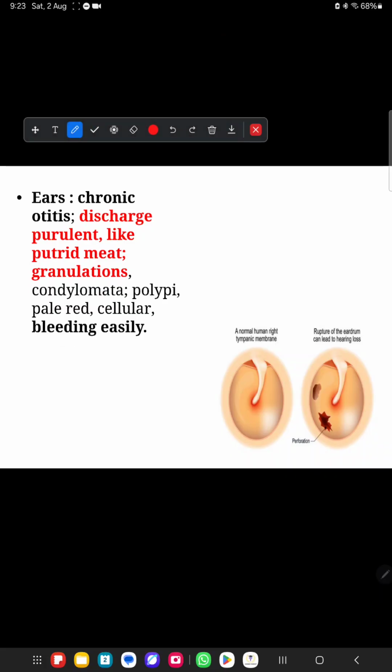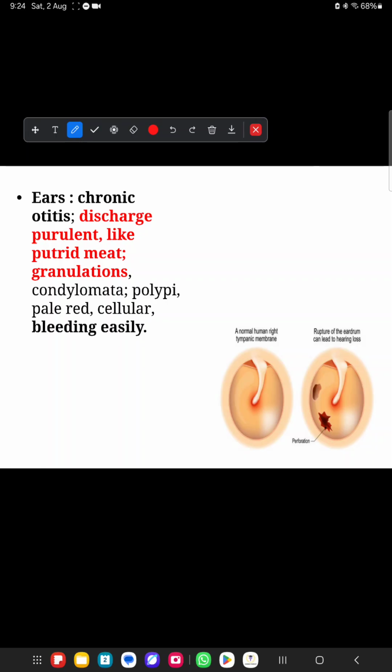Another symptom, ears: chronic otitis and discharge purulent like putrid meat, granulation, condylomata and polypi, pale red, cellular and bleeding easily. Okay, the link is about to be over. After some time the link will be over. You have to join the same link without any delay.